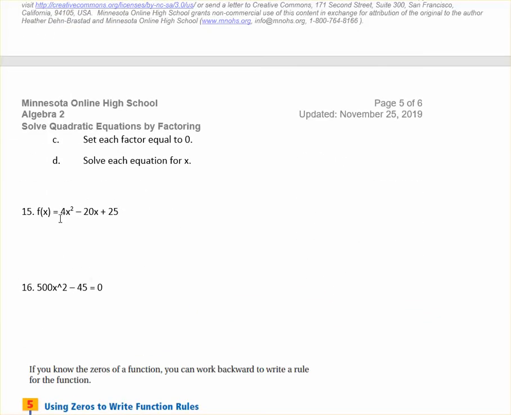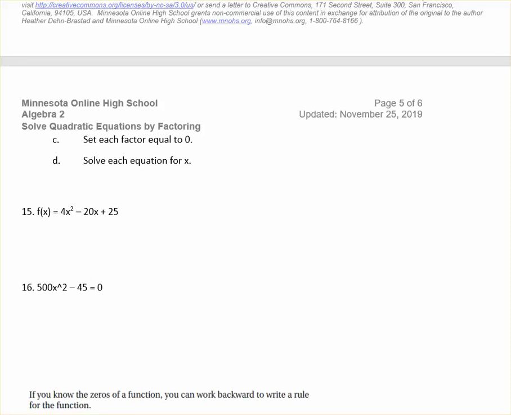To set this one equal to 0 is easier because it's in function notation. You would just have to write equals 0 after it and drop the f of x. And this one's already equal to 0, so that's nice. In number 16, you would want to factor out the greatest common factor first, which is 5. Once you do that, you will see that this might be a difference of 2 squares. We have a perfect square minus a perfect square, and it'll be easier to factor then.